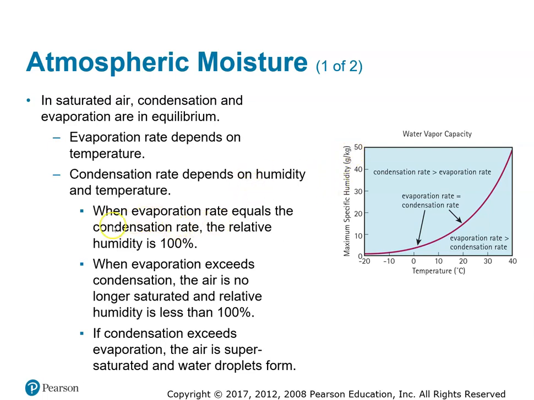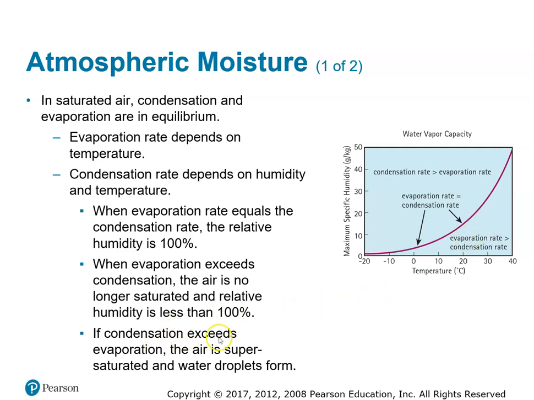All right. Anyhow, so when the evaporation rate is equal to the condensation rate, the relative humidity is 100%. Again, that's this line right here. When the evaporation exceeds the condensation rate, all right, so that we're down here, you're below the saturation rate. Basically, all that means if you're in this area of the graph is that the relative humidity is something less than 100%.